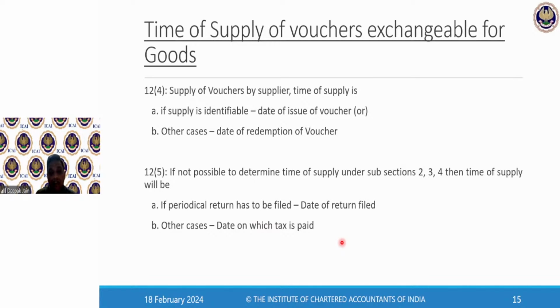Okay, these two will cover the residuary clause. When you're filing a return, then the date of return. In a case where he is an unregistered person, he cannot say that he doesn't know the time of supply because he doesn't have a return filing. Then the date on which the tax is paid on your supply becomes the time of supply. Any questions on this?